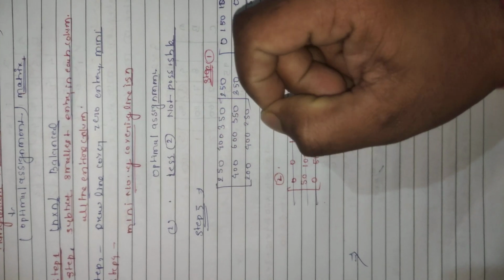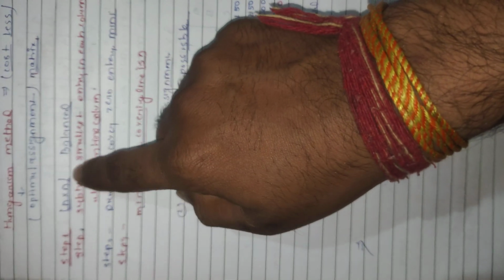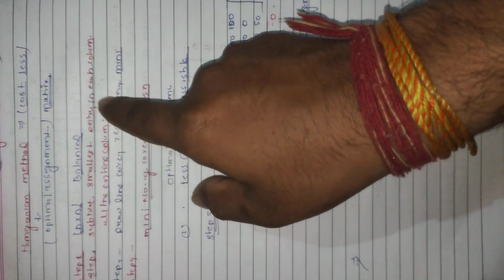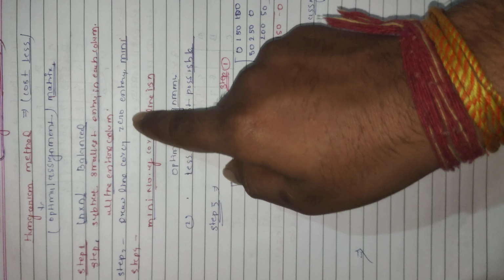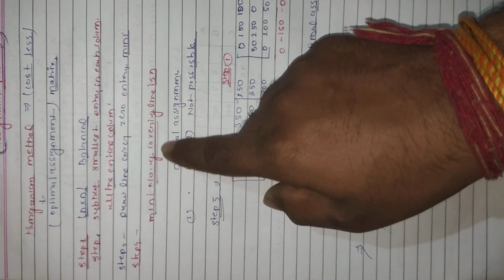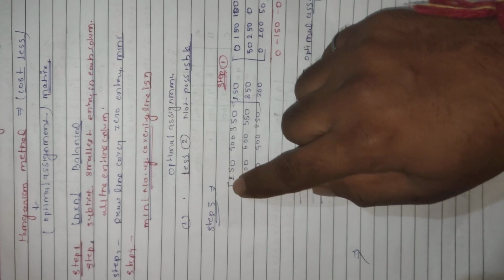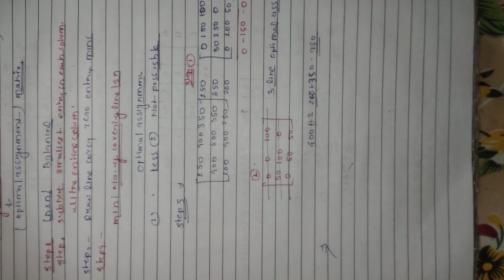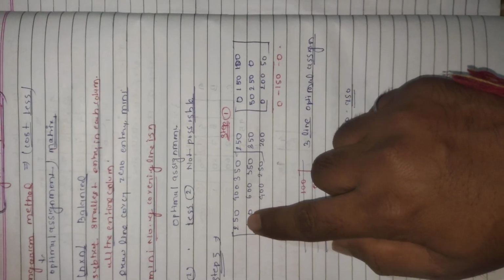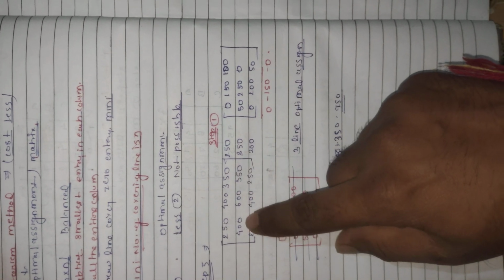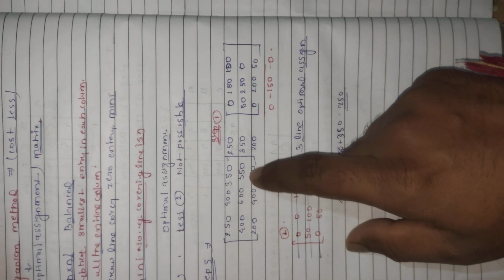So the steps are: first, an n by n balanced matrix; subtract the smallest entry of each row and column; draw lines to cover the zero entries with the minimum number of lines; and the minimum number of covering lines should be n, giving the optimal assignment. Now an example will be given. The simplest example: 250, 400, 350, 400, 600, 350, 200, 400, 250.